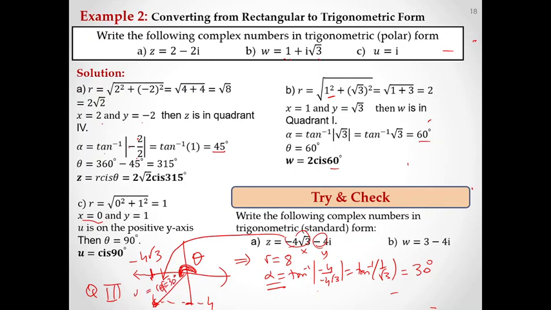So alpha. So what is this angle? Obviously theta should be 180 plus 30 degrees, which has to be 210. So what is this then? This will be r, 8, times CIS 210. So we are done.